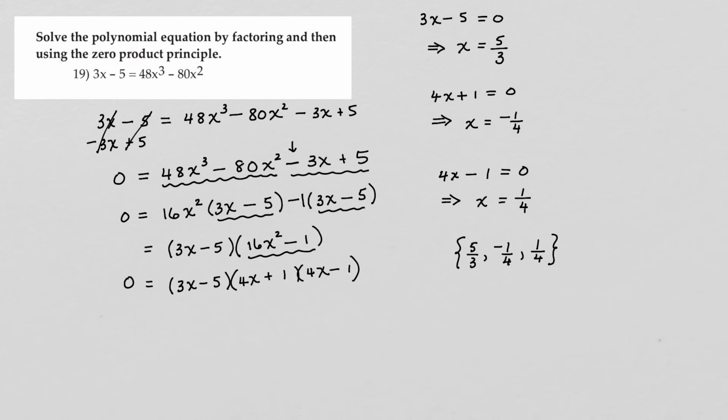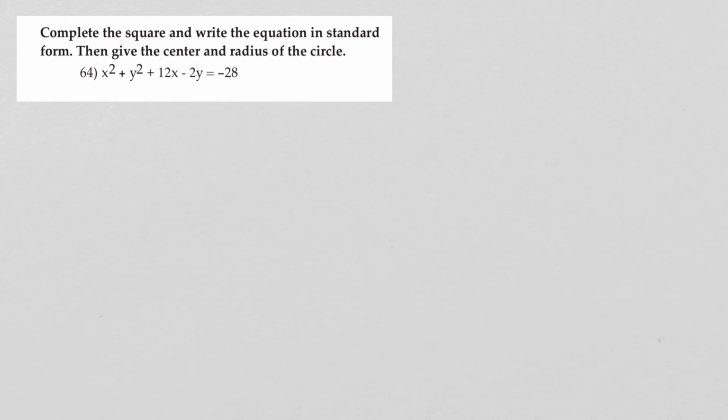Let's take a look at one more. In question 64, we want to complete the square and write the equation in standard form. So I start off with what I was given, x squared plus y squared plus 12x minus 2y equals -28.